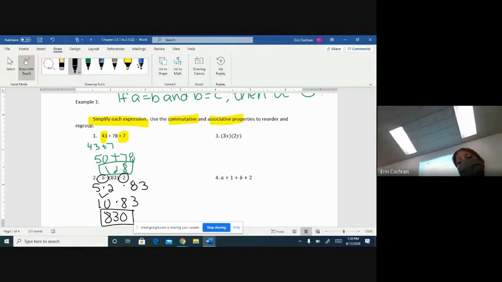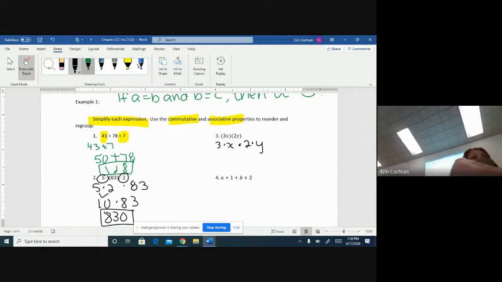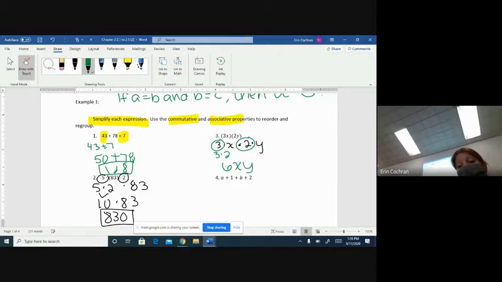Okay. Now, number 3. 3x times 2y. Now with this, when we see 3x, what does 3x represent? 3 times x. Times, what does 2y represent? 2 times y. So this is all multiplication. So does it matter the order we multiply? No. So I'm going to multiply a 3 and a 2. So 3 times 2 is 6. And I can't multiply x or y. So I just leave it as 6xy.